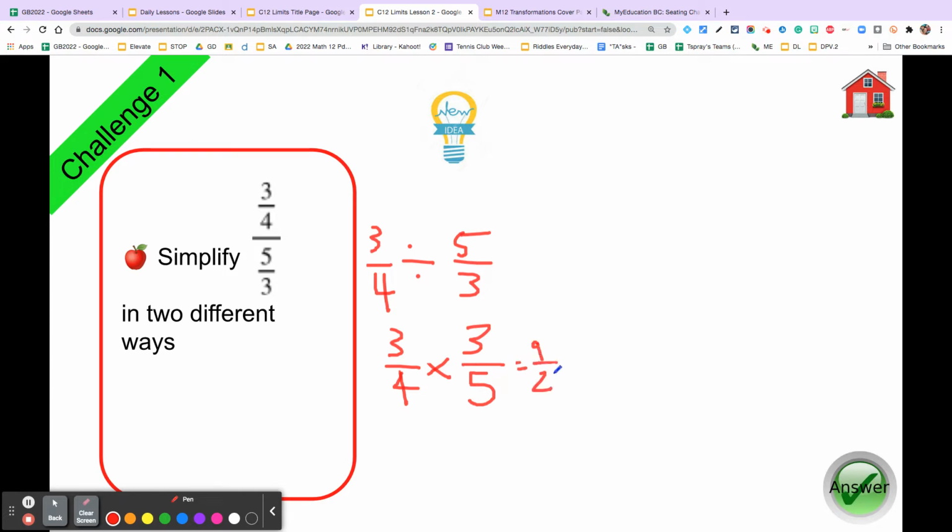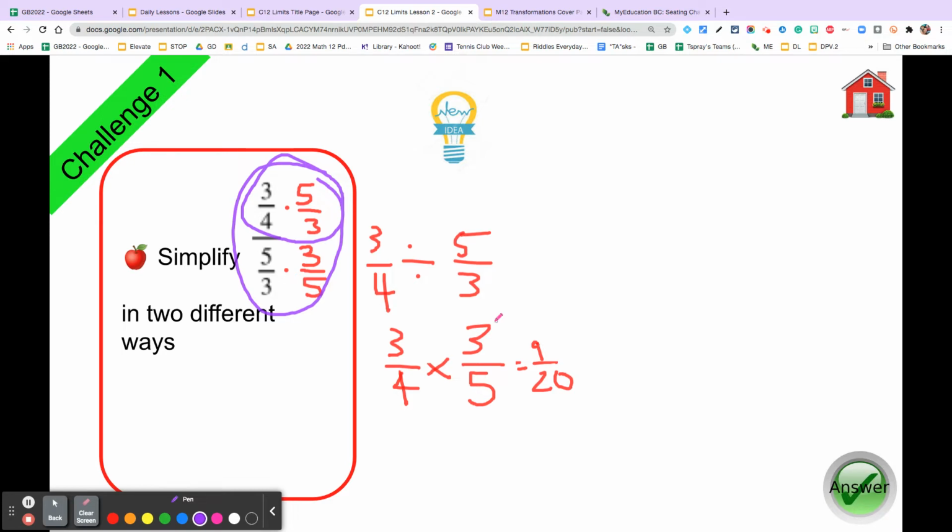Okay, and then I've asked you to do this in 2 ways. Another way you could do it is think, well, what could you multiply this thing by to remove the complex fraction? So I'm going to multiply the bottom by 3/5, and in doing that, that would make the denominator 1, and on top, I would have 3/4 times 5/3. I want you to take note of something.